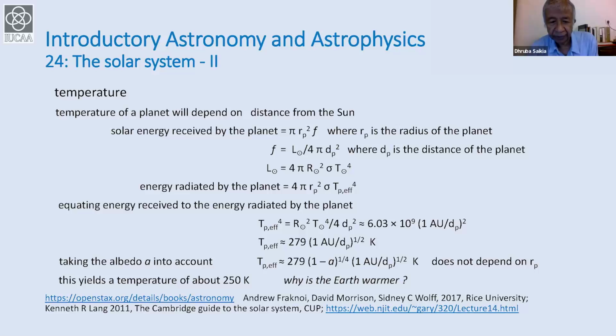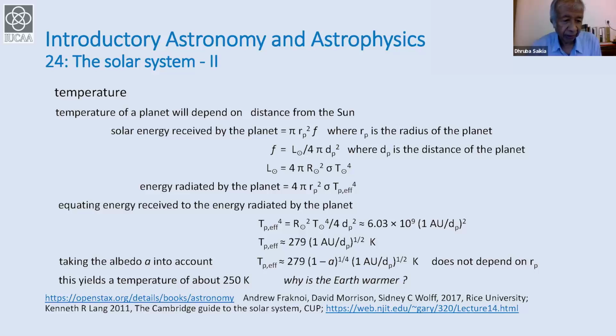So in this equation, you can see that the radius of the planet does not come into the picture. And if you plug in the numbers of albedo about 0.3 or so at a distance of 1 AU, this is a temperature of only about 250 K. So this is much smaller than what is the measured temperature on the Earth, right?